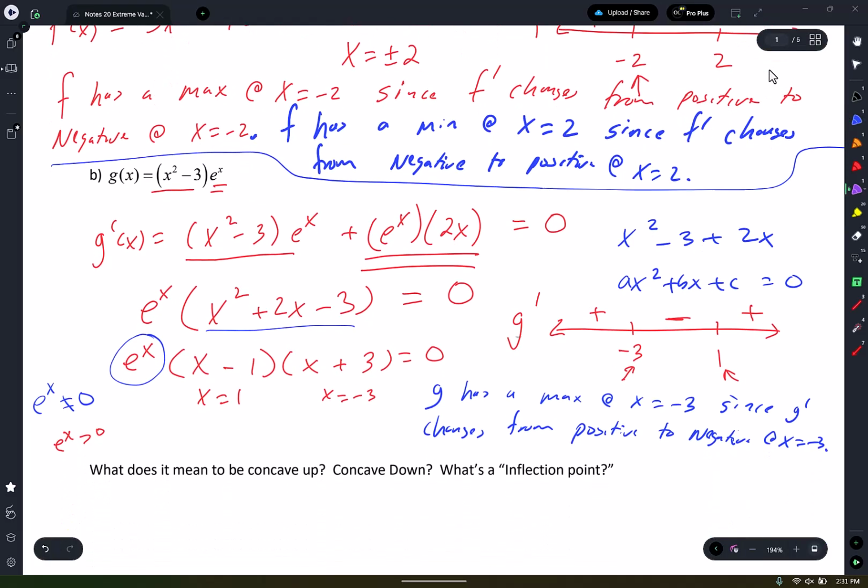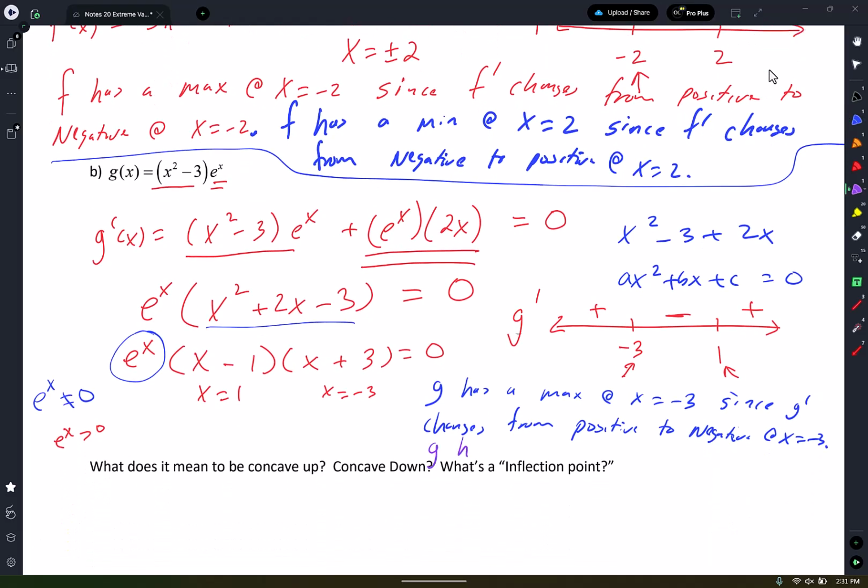And then what do I have at 1 again? G has a min at x equals 1. And I really shouldn't abbreviate. I should be writing minimum, but that's fine. Minimum at x equals 1 since G prime changes from negative to positive at x equals 1. And there it is.